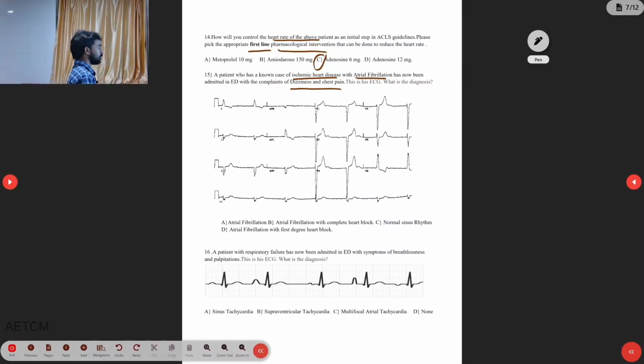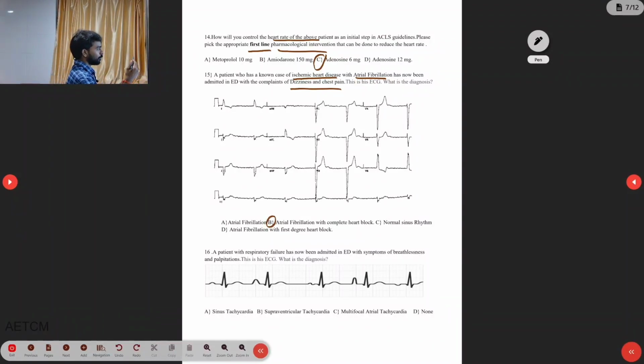What is the diagnosis? The first option is atrial fibrillation, second option is atrial fibrillation with complete heart block, option C is normal sinus rhythm, option D is atrial fibrillation with first degree heart block. And the answer for this 15th question is atrial fibrillation with complete heart block.